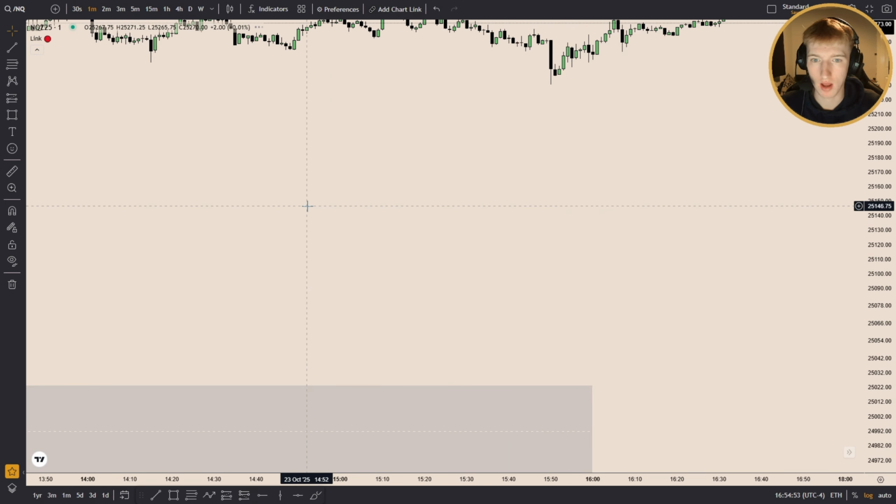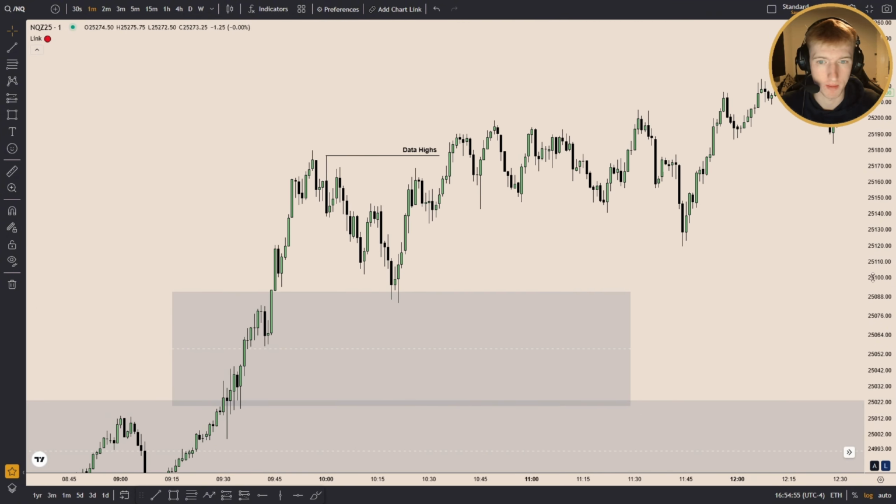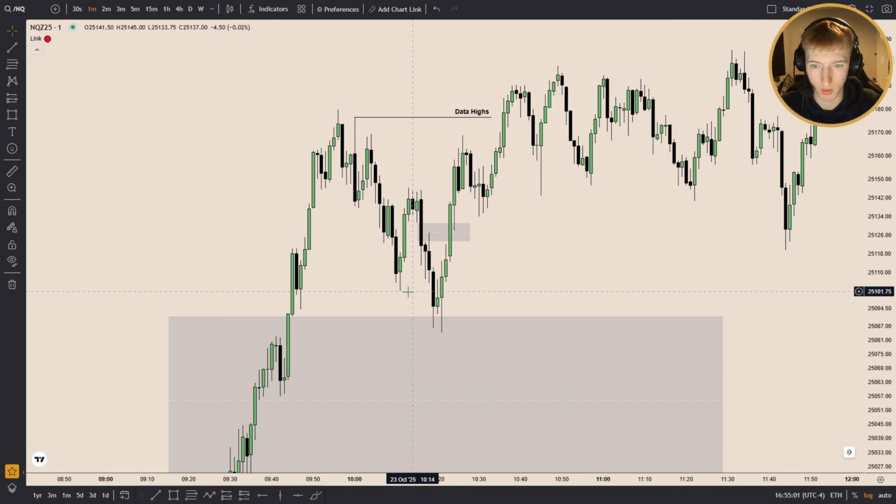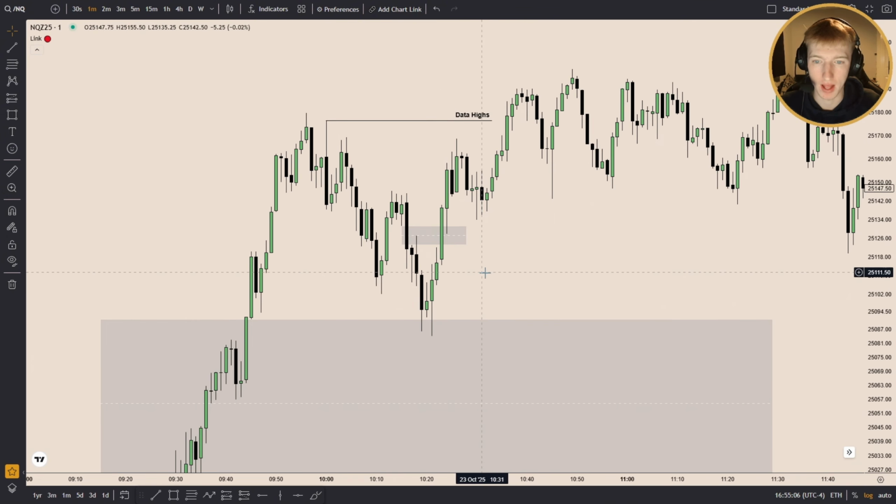So if we just cycle down the time frames here and have a look at the 1-minute time frame, we had this gap right here that formed, which I was looking for once we tapped in. However, I'm always looking for the better entries.